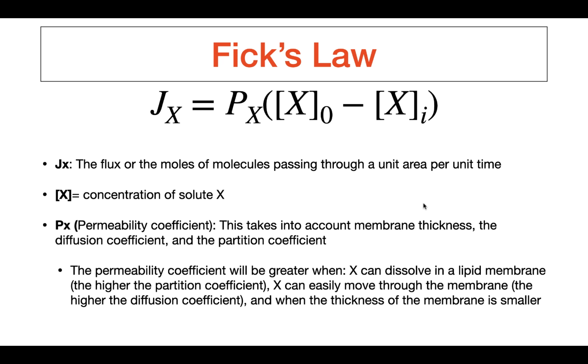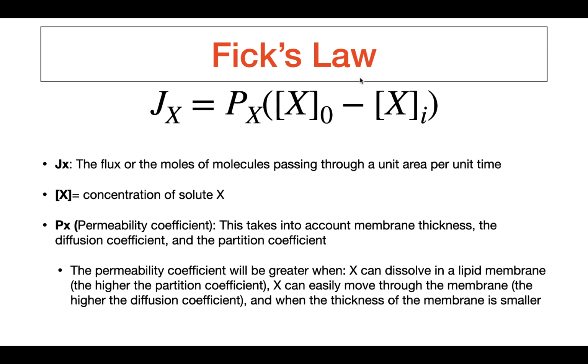The next thing it's going to take into account is the diffusion coefficient. The diffusion coefficient basically describes how easily a molecule can pass through the membrane. So in other words, the easier a molecule can pass through the membrane, the higher this coefficient and the greater the permeability coefficient. And then the last one is going to be the partition coefficient, which basically describes how well a molecule can dissolve in a lipid membrane. And the higher this coefficient is, the higher the permeability coefficient is. So in short, the greater the permeability coefficient, the greater the flux.